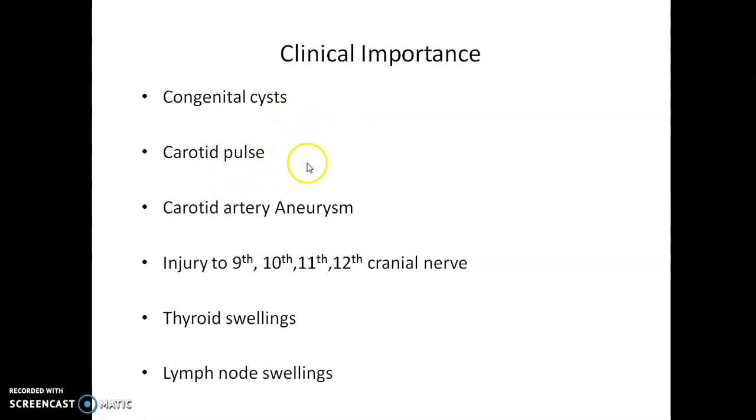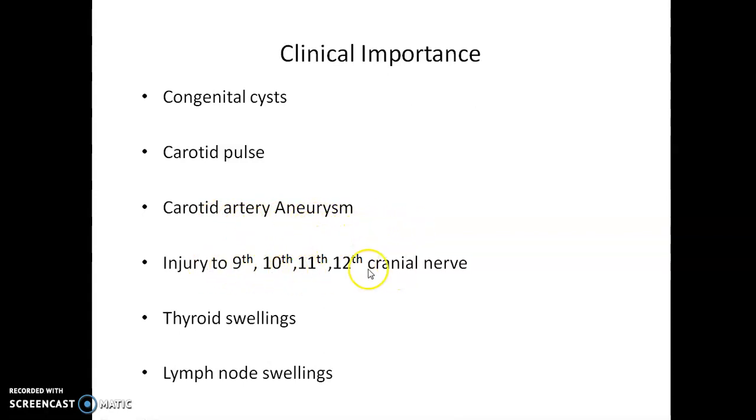The carotid pulse is felt in this triangle just in front of the anterior edge of the sternocleidomastoid, pressing against the carotid tubercle, that is a tubercle present on the anterior surface of the C6 vertebra. Then in carotid artery aneurysm, if you auscultate over the anterior border of the sternocleidomastoid, you can hear a bruit, that is a noise over the artery. That means there is a turbulent flow of blood in the aneurysm.